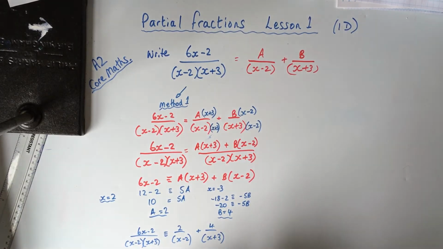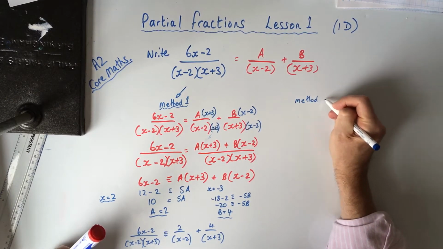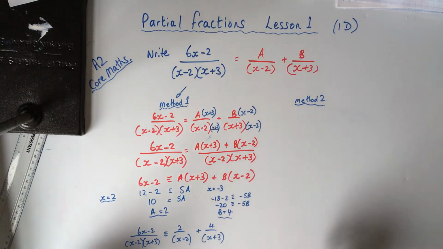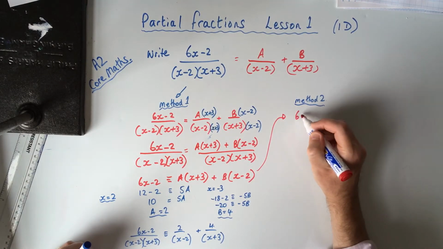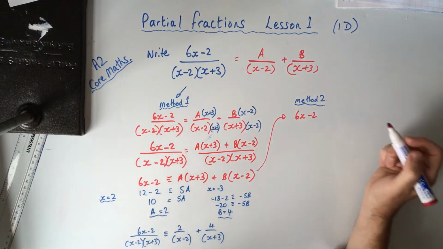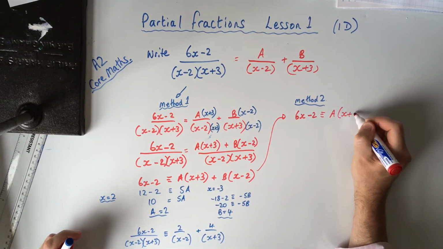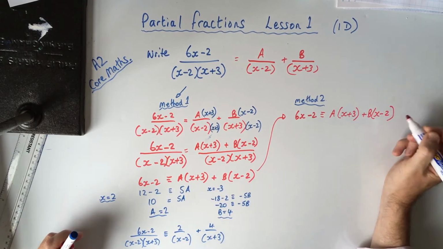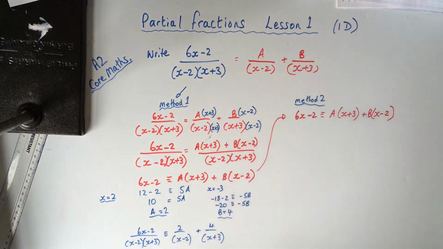Okay, method 2. This is one that I never use. I like it, but I never use it. So let's get down to this line again here. We're going to do the same thing, and we'd get down to 6x minus 2 is equivalent to a over x plus 3 plus b over x minus 2. I'm just checking that fits in the screen. Yeah, just about, I think.